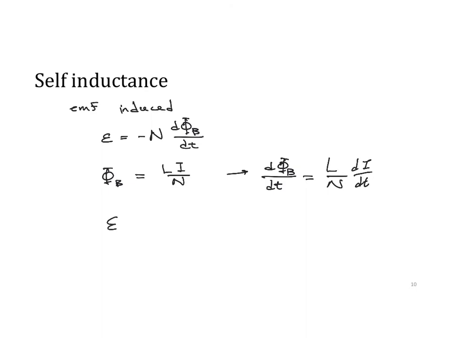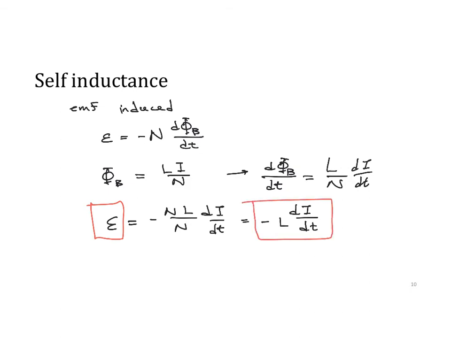And so we put that into our EMF equation, and we get an equation that looks like NL divided by N di dt. Or, in other words, we get the relationship that our induced EMF as we change our current in a circuit looks like minus L times di dt. Our self-inductance is also in Henrys.